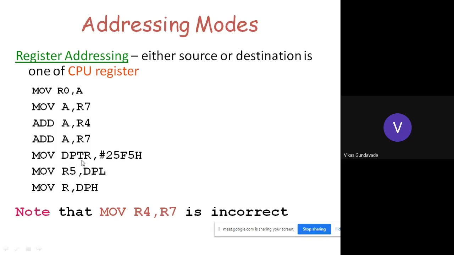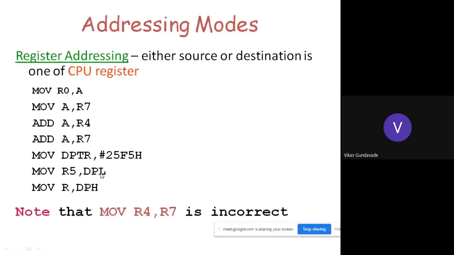See here, move dptr comma hash 25f5h. This is the immediate addressing. Okay. So the value in dptr is 25f5, and dptr is nothing but the combination of two 8-bit registers, one is dpl and the other is dph. So directly whatever value is available in the dpl, we can transfer into the R5 by using the instruction move R5 comma dpl. Similarly, from the dph also the value can be transferred into R, okay, so it is not only R, it may be any R0 to R7.